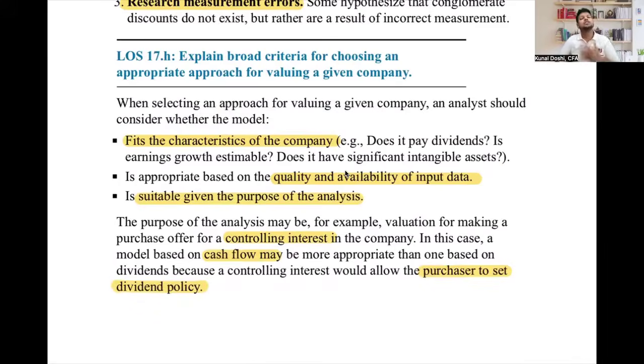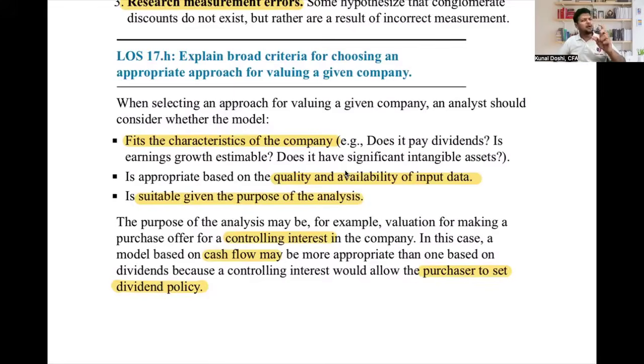Because if it's a controlling stake, then the existing dividend policy can be changed by you if you're going to be the controlling stakeholder, because the board of directors has the power to decide on dividends.